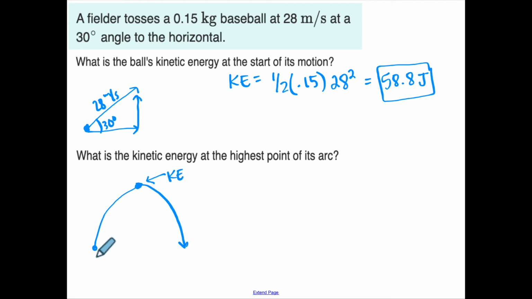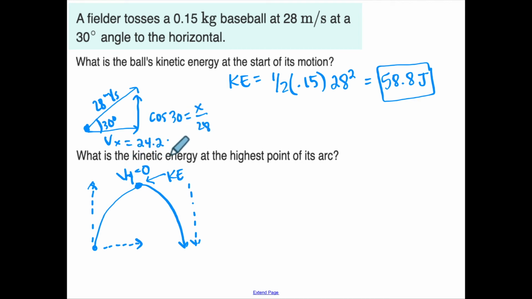As the ball travels, it's moving upward and it's moving horizontally, but at this point, it stops moving upward and it starts to move downward. But right at that peak, it has a velocity in the y direction of 0. So we know that the only velocity that the ball has right at this point is its x velocity. So we can use our triangle that we drew up here to figure out what the Vx is. You get an answer of 24.2 meters per second.